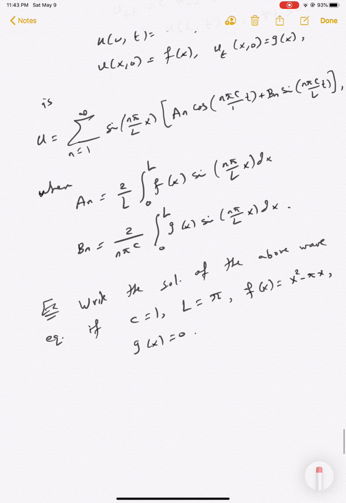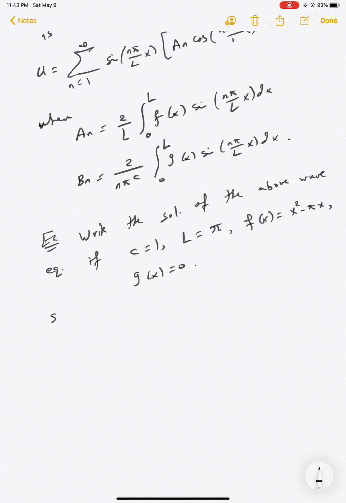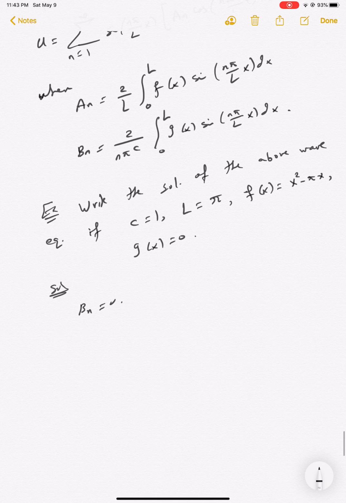And now the nice thing is that bn is 0, because this is the bn formula, and the g is given to be 0, that means the initial velocity is 0. So right away the bn is 0. So basically you need to find the an. What's the an? It's 2 over L, L is given to be pi, integral from 0 to pi of x squared minus pi x times sine n pi over L x, that's basically sine nx, dx.